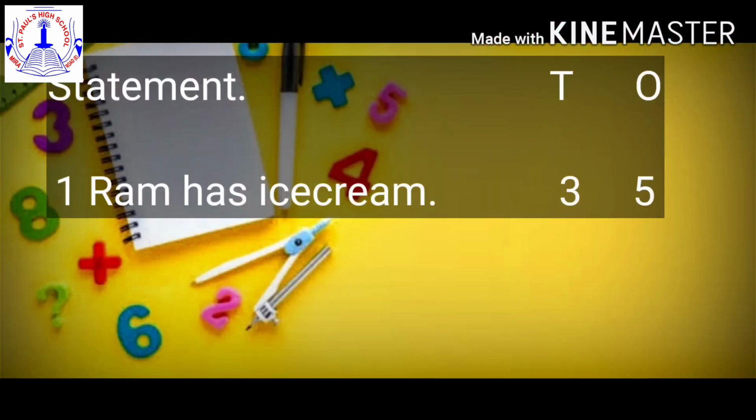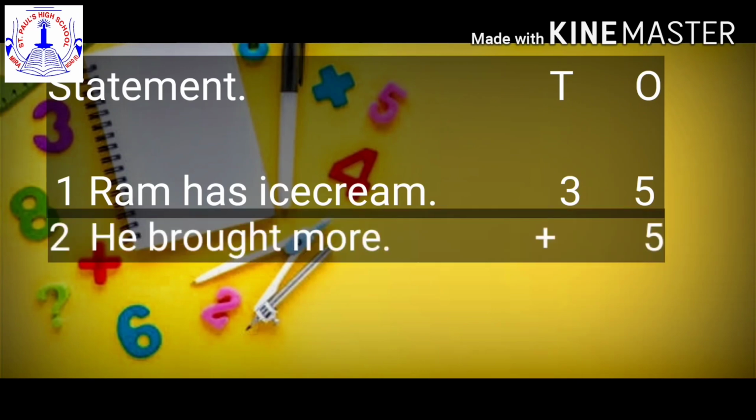First statement. Ram has 35 ice creams. So how many ice creams does Ram have? 35. So I have written 35, with 3 in the tens place and 5 in the units place, or ones place. Now we need to write our next statement.